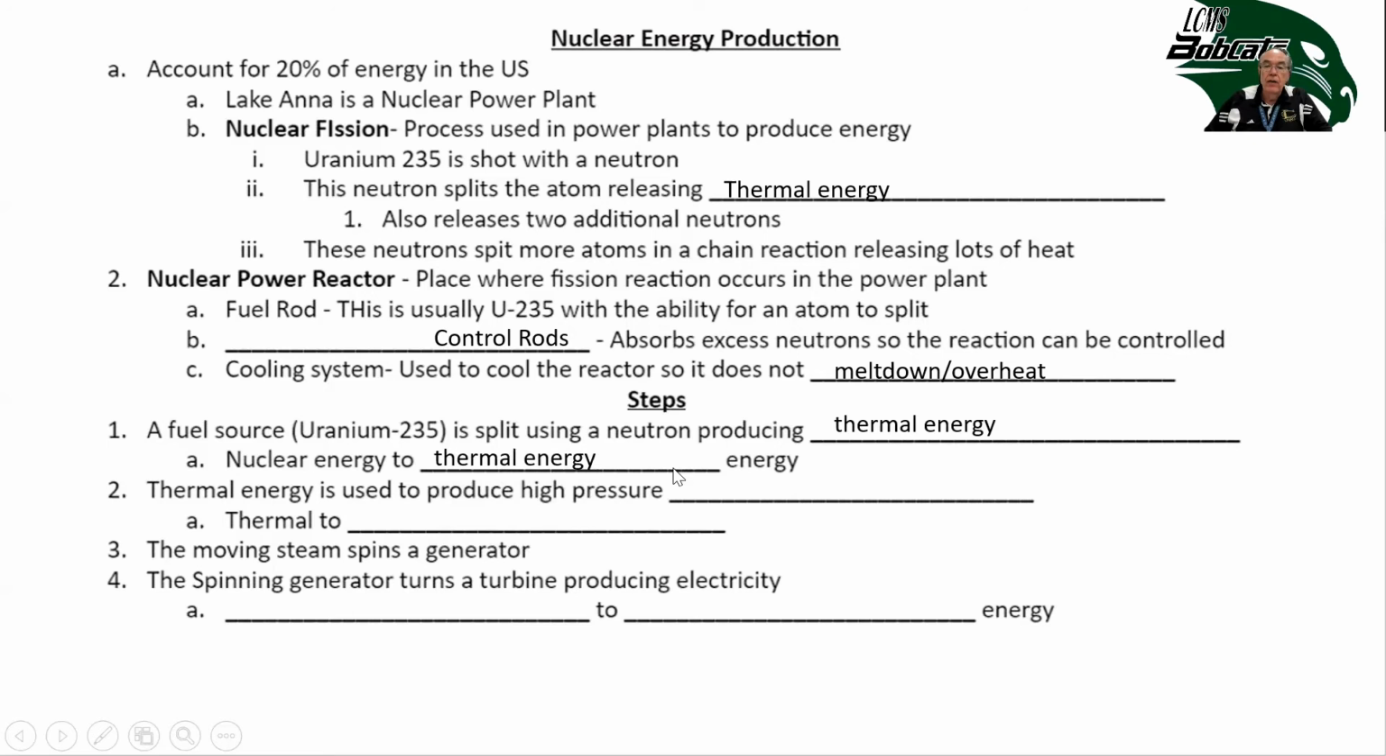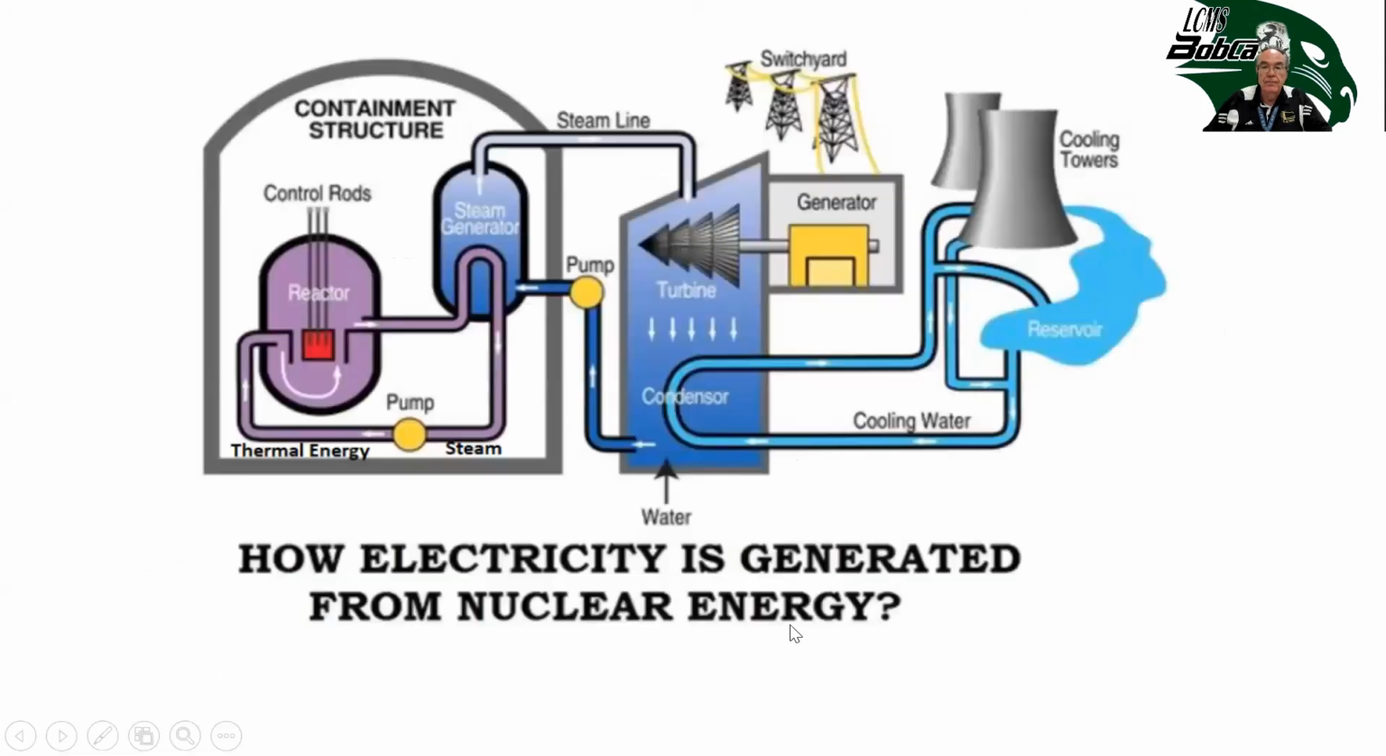So we have nuclear energy to thermal energy, and the thermal energy is used to produce high pressure steam. High pressure steam is turned into mechanical energy because it's going to spin the turbine, and the spinning turbine turns the generator to make electricity. So this is mechanical to electrical.